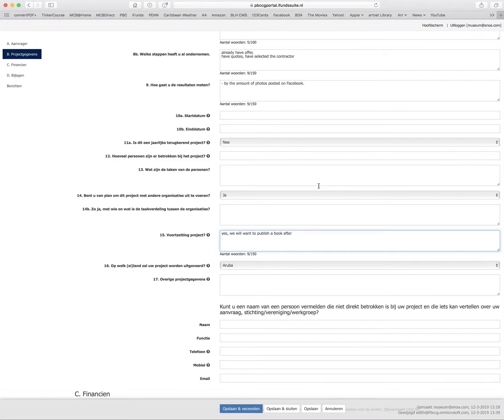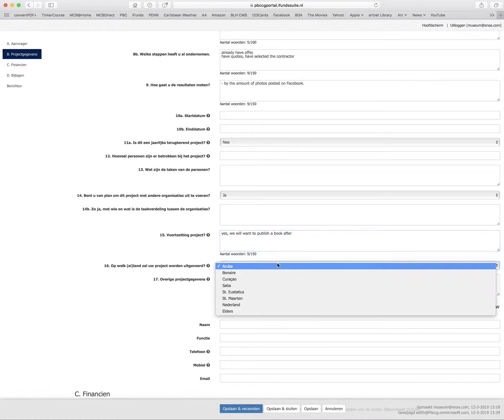Then we know that you have a certain vision. It's not just fixing those pillars, it's doing something that will later on get another piece to it. We're going to ask you which island your project is on.